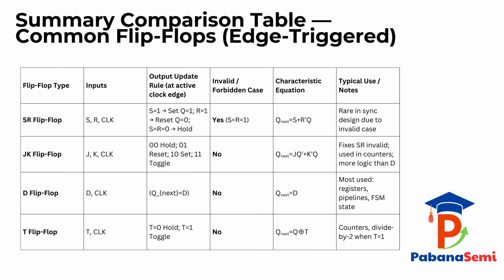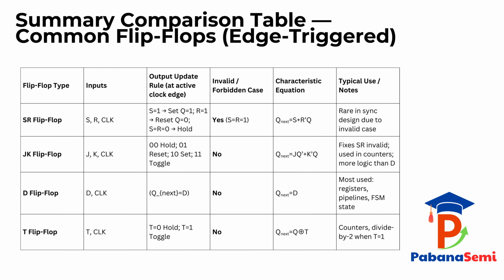Next, the JK flip-flop. It improves the SR by removing the invalid condition. When J and K are both 1, the output toggles. There is no forbidden case. It is commonly used in counters, but it requires more internal logic compared to a D flip-flop. Now, the D flip-flop. It has only one data input, D. On the clock edge, Q simply becomes D. There is no invalid case and no ambiguity. That's why D flip-flops are the most widely used in registers, pipelines, and FSM state storage.